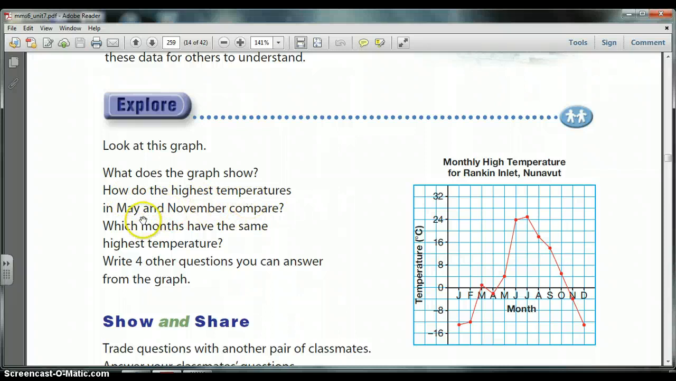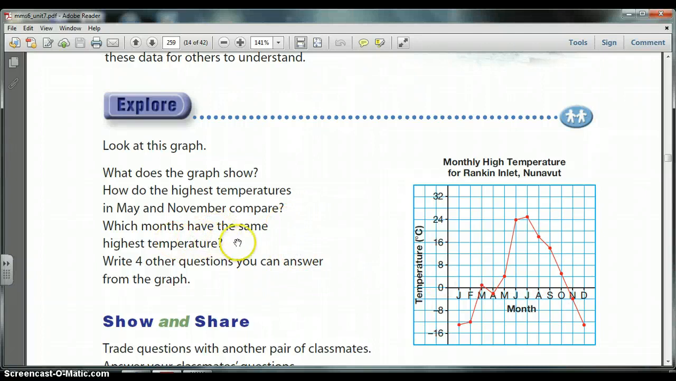How do the highest temperatures in May and November compare? Well, there's May, and it looks to be about 4 degrees. There's November, and it looks to be about -4 degrees. They seem to be kind of opposites. Okay, that's something I've noticed.